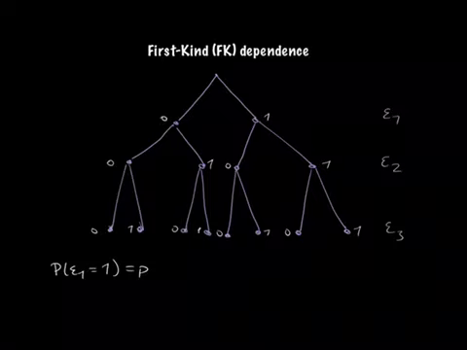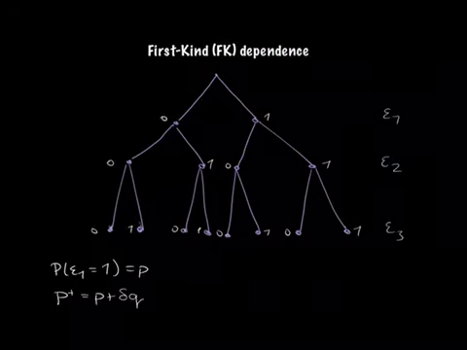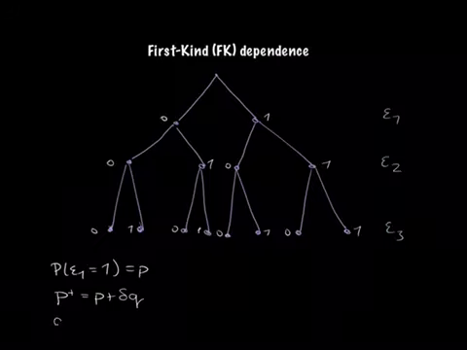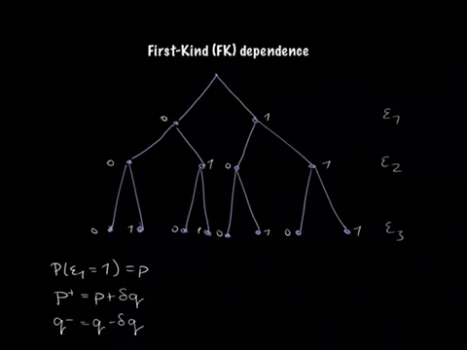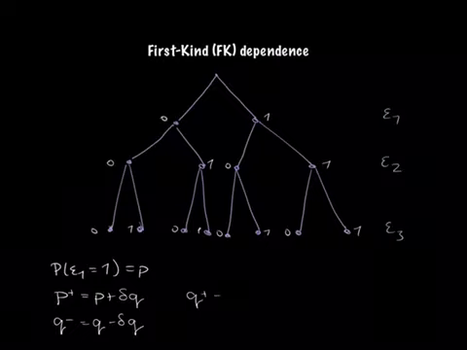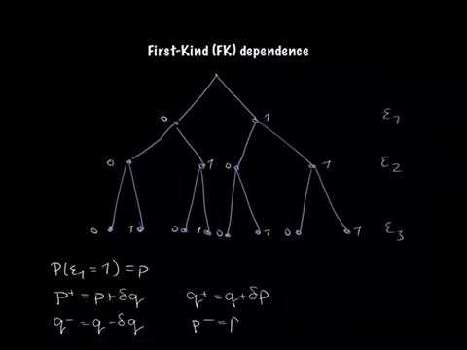So let us now define the following quantities. P plus is going to be p plus delta times q. Remember that q is 1 minus p. Q minus is equal to q minus delta q. Remember that p plus q is equal to 1. So if I adjust p by a factor, I must adjust q by the negative of that same factor. Similarly, I'm going to define q plus is equal to q plus delta p, and p minus is equal to p minus delta p. Now, delta is any number between 0 and 1.